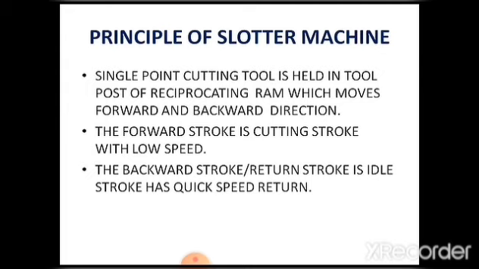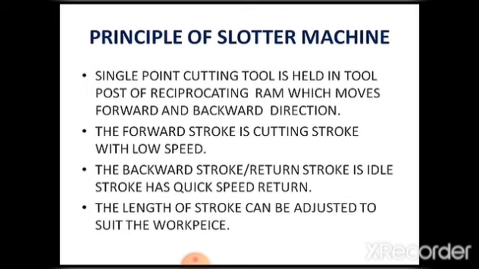और जब ये टूल आपका पीछे आता है तो उसको हम क्या बोलते हैं? बैकवर्ड स्ट्रोक और रिटर्न स्ट्रोक। ये आइडल होता है, यानी कि इसमें कोई वर्क नहीं होता, कटिंग नहीं होती और ये काफ़ी तेजी से पीछे आता है। ठीक है, और जो हमारे इसमें लेंथ जो है, स्ट्रोक जो है आपका, वो आप एडजस्ट कर सकते हैं वर्क पीस के अकॉर्डिंग। यानी कि अगर आपका मटेरियल बहुत ज़्यादा हार्ड है तो आप क्या करेंगे?